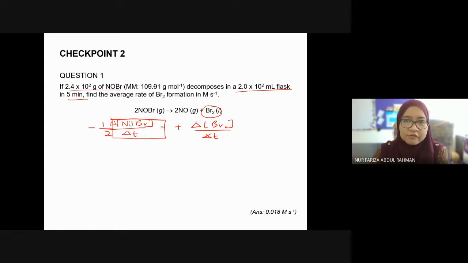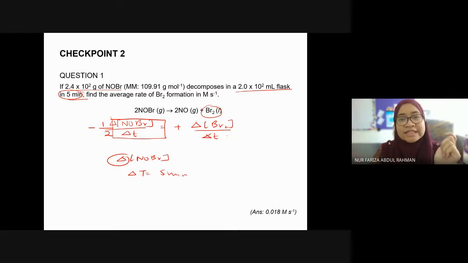So you have to convert it in terms of concentration. One more thing you should realize is that what you want is delta NOBr, and also delta T. Delta T is not a problem. It's 5 minutes. And how about delta NOBr? You don't want the concentration of NOBr. What we want is the delta. Read the question carefully.